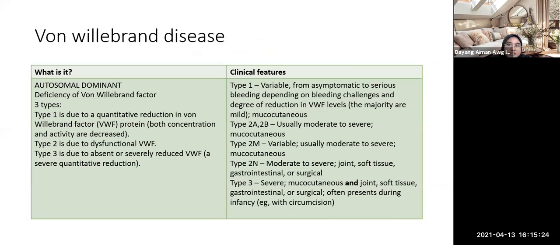Next, the last part, von Willebrand disease. So what is it? Von Willebrand disease is a disease that affects both male and female equally, which means it is autosomal dominant inheritance. There are several types of von Willebrand disease: type 1, type 2, and type 3. The presentation is also different and variable according to the type.